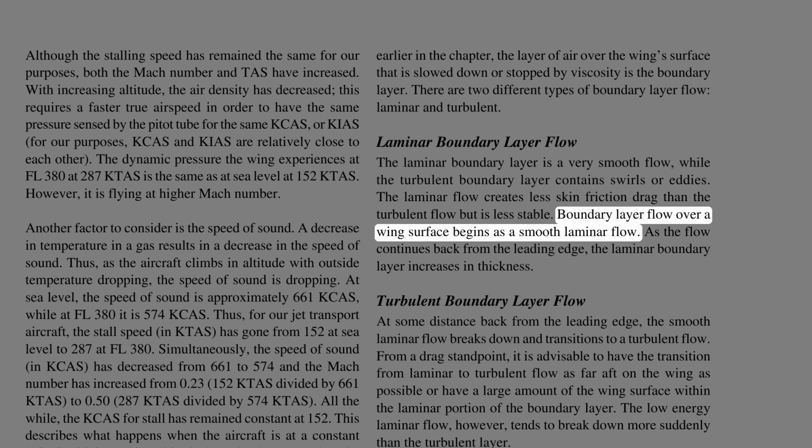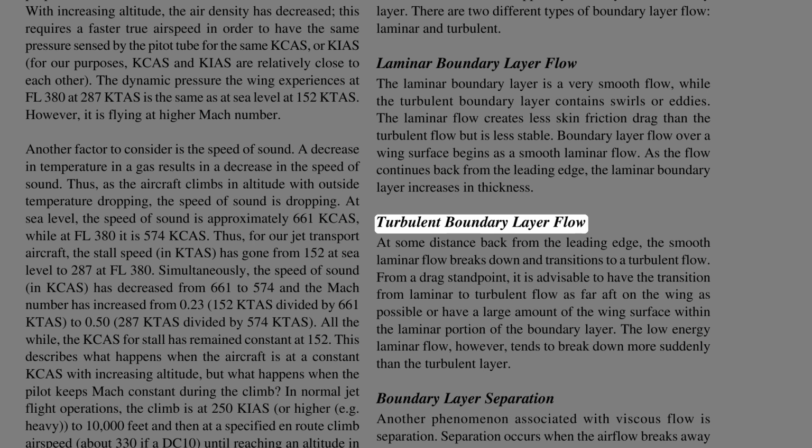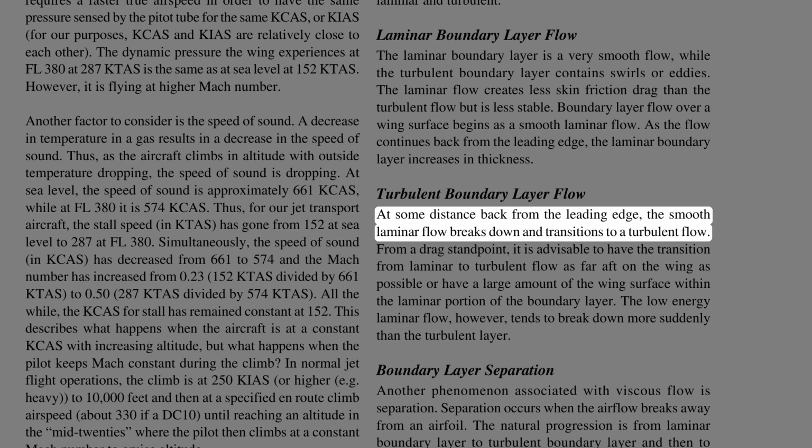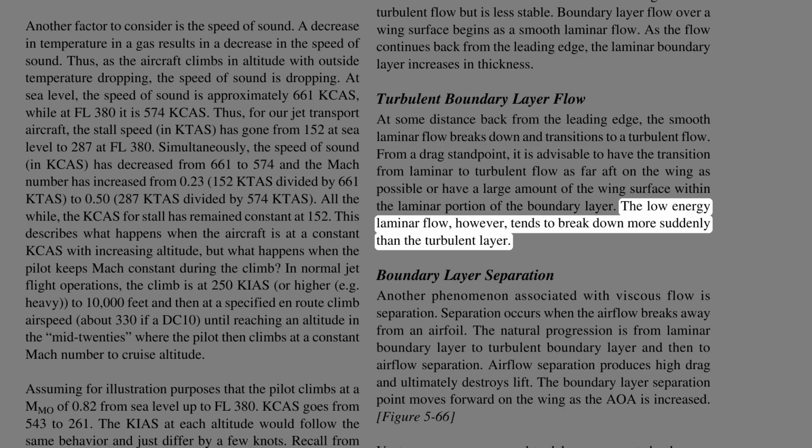Boundary layer flow over a wing surface begins as a smooth laminar flow. As the flow continues back from the leading edge, the laminar boundary layer increases in thickness. Turbulent boundary layer flow. At some distance back from the leading edge, the smooth laminar flow breaks down and transitions to a turbulent flow. From a drag standpoint, it is advisable to have the transition from laminar to turbulent flow as far aft on the wing as possible or have a large amount of the wing surface within the laminar portion of the boundary layer. The low-energy laminar flow, however, tends to break down more suddenly than the turbulent layer.